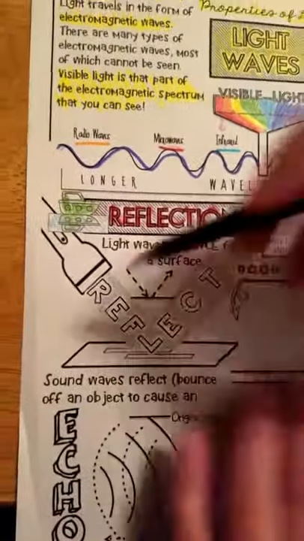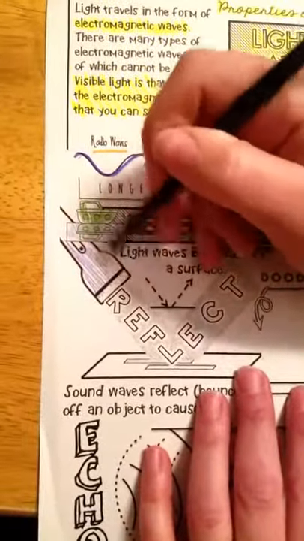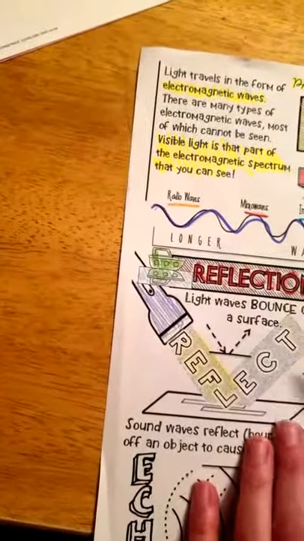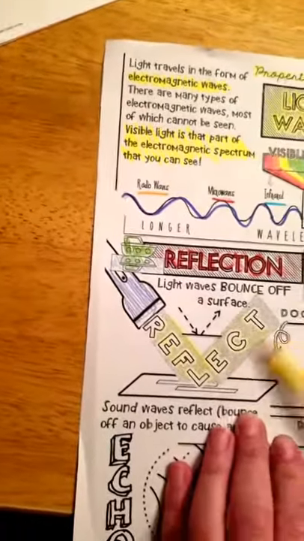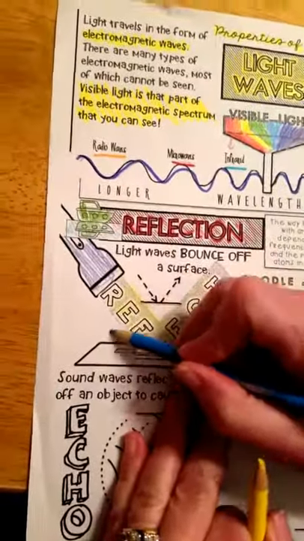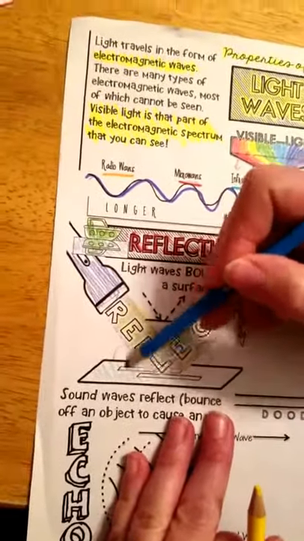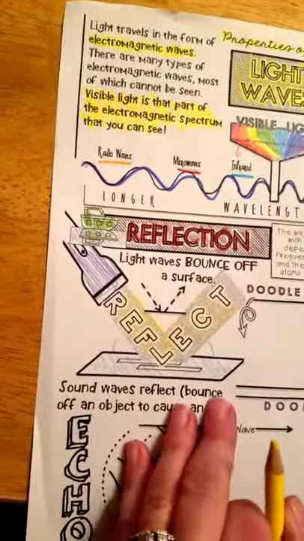So let's say you have a flashlight, and it's shining down on a flat surface, the light will bounce back. And that angle does match. You're going to watch a video later about the angles of light as it hits it and the angle as it bounces back. So here's our mirror, flat surface, reflecting the light.